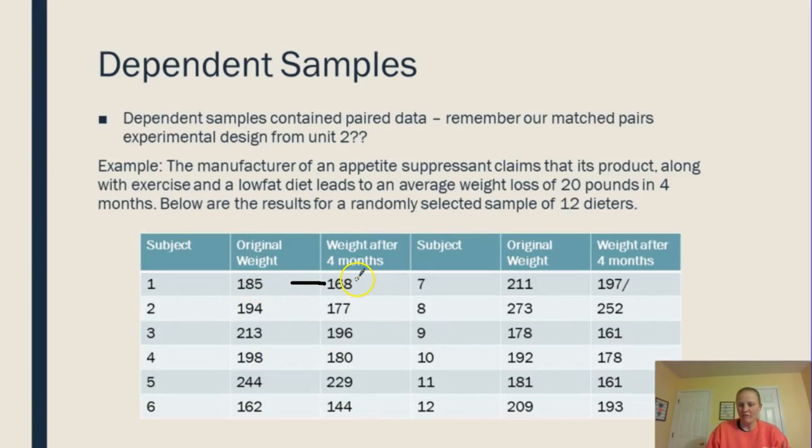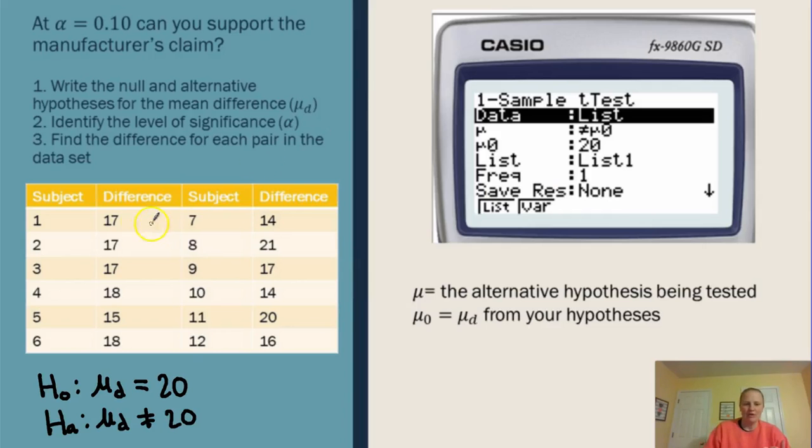minus their weight after 4 months. So 185 minus 168, that was 17. So subject 1 lost 17 pounds. Subject 2 lost 17 pounds. That's all I did, go through each of the pairs and subtract. In future problems, you may have to do this part yourself. So I want you to know where these numbers came from. These are just original weight minus new weight for each subject.